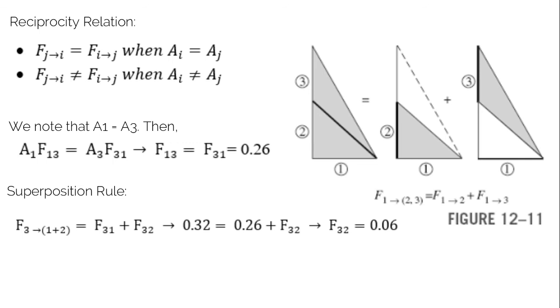And lastly, we use the reciprocity relation again. We know that A2 equals A3. So, the view factor of 2 to 3 equals the view factor 3 to 2. So, the view factor 2 to 3 is 0.06. And we finally get all the view factors for the surfaces. That's all.